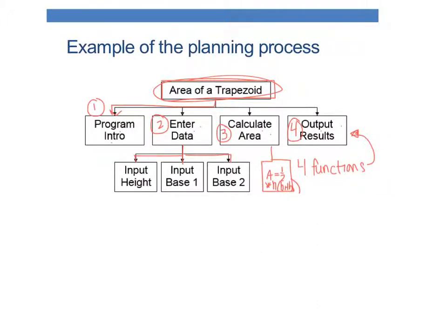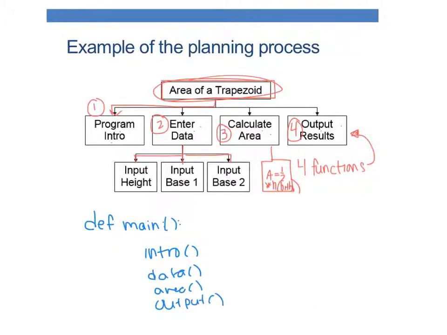Then once I have that decided, I would start writing out my main. So I would have, okay, definition main, which I'll talk about that line of code in a second. And then from here, the code of my main would mainly consist of calls to these different functions. So maybe I'd have an intro function that I would call, a data function that I would call, an area function that I would call, and an output function that I would call. And so see how my main function is made up of these little mini functions here.